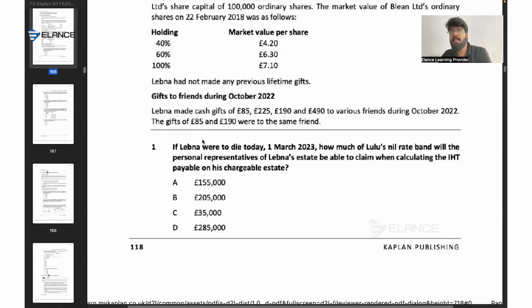Definitely in section B, at least one question will be a general question. One question will be related overall to IHT, the one tested in section B. In some papers it will be two. One or two questions will be a general one, and it will never be based on this scenario.